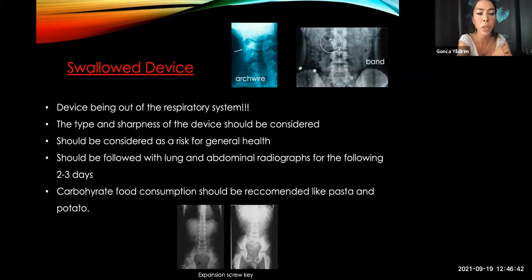Then we should always keep in mind that it's a risk for general health. Afterwards, the patient should be followed with lung and abdominal radiographs for the following 2 or 3 days. And we should recommend the patient to consume carbohydrate food, like pasta and potato.